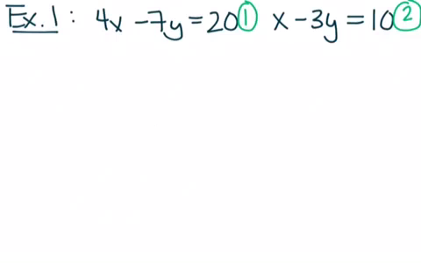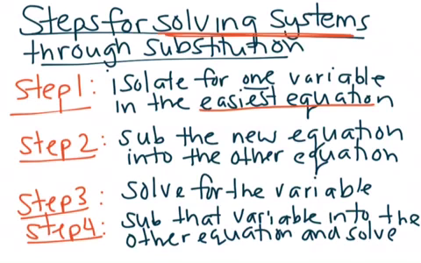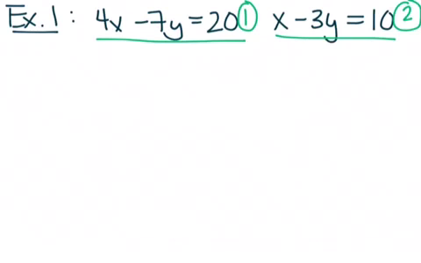So we've got our first equation here, 4x minus 7y equals 20, and then our second equation here. And according to our step number 1, we're looking for one variable that we can isolate in the easiest equation. So I can isolate for x, but I've got this 4 here. I can isolate for y, but I've got this 7 here. But take a look at this. In this equation here, x is already by itself. So that looks pretty easy to isolate for. So that's exactly what I'm going to do.